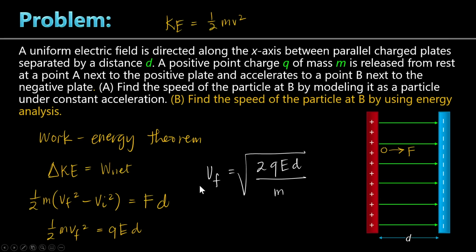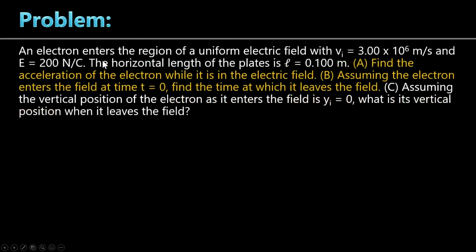Sige, solve natin yung sunod na problem. An electron enters the region of a uniform electric field with an initial velocity of 3 times 10 to the 6 meters per second and the electric field is 200 newtons per coulomb. The horizontal length of the plate is 0.1 meter, so 10 cm yan. Letter A. Ano daw ang acceleration ng electron nung siya ay nasa electric field? And assuming the electron enters the field at time 0, find the time at which it leaves the field.